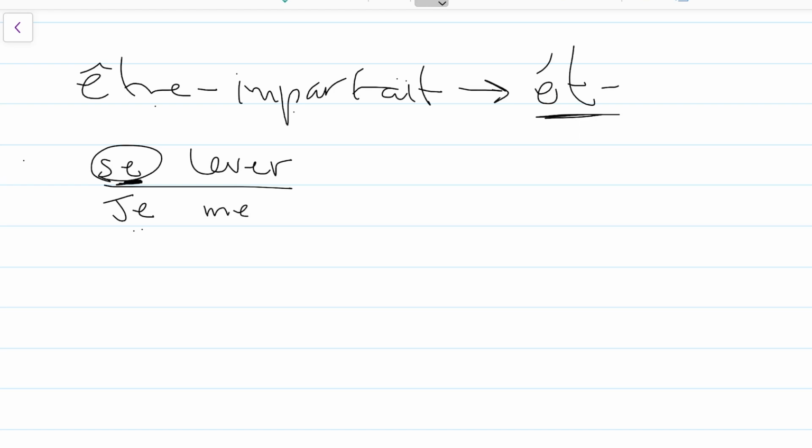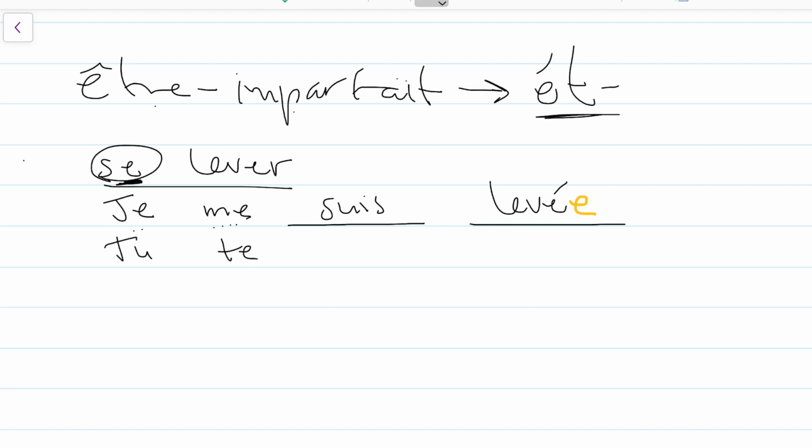So je, the se becomes me. In the passé composé, I have my form of être plus my past participle. So there's the two verbs, but you have to remember this pronoun first. So je me suis levé, past participle. Because I'm using être, I have to then think about having agreement. In this case, an extra e if it's a feminine person speaking as je.